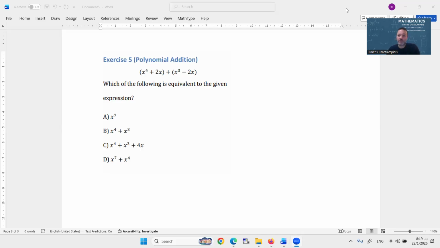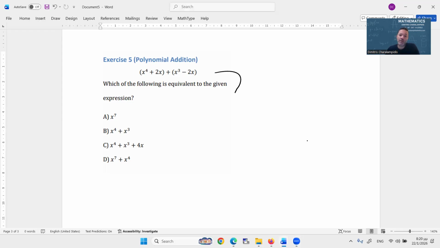Exercise 5, it's from my own set of SAT papers. It's actually set A, and it's an exercise focused on polynomial addition. Which of the following is equivalent to the given expression? And the given expression is we have to add x to the power 4 plus 2x with x cubed minus 2x.